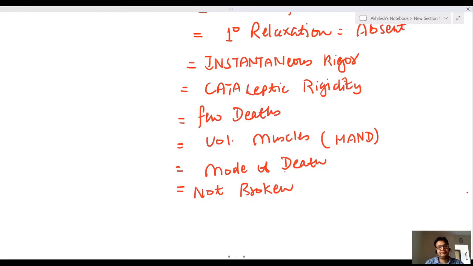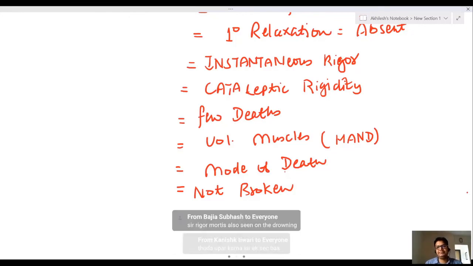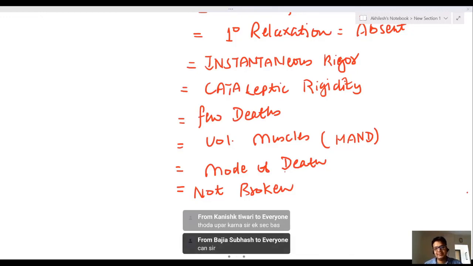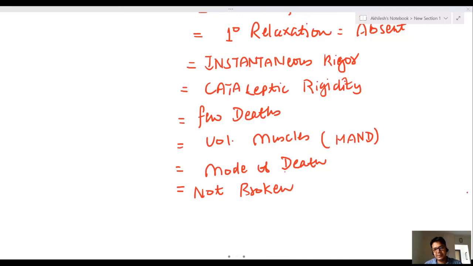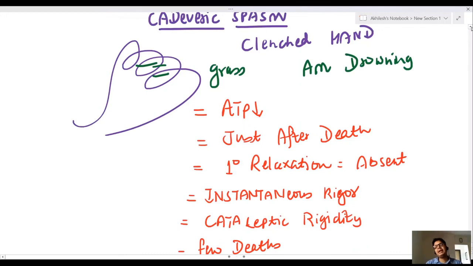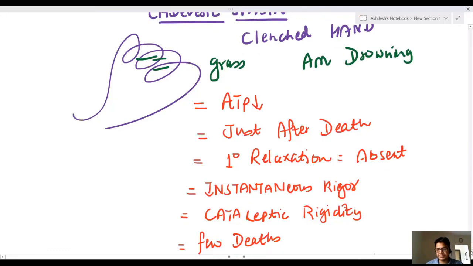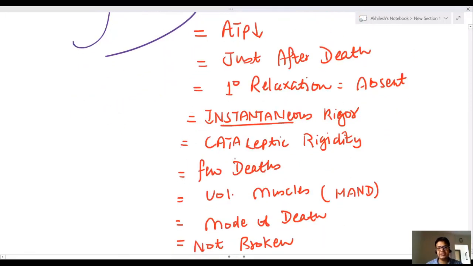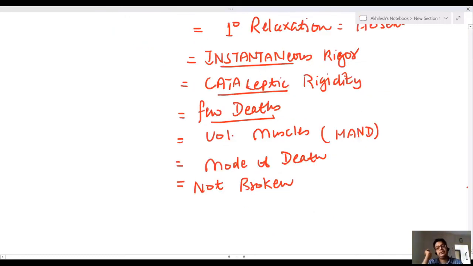Instantaneous rigor, cataleptic rigidity. The mechanism is the same, ATP depletion. It is seen just after death. The primary relaxation phase is absent. It is known as instantaneous rigor, cataleptic rigidity. It is seen only in few deaths, not in all deaths. It generally involves voluntary muscle. Mode of death, it is not broken.